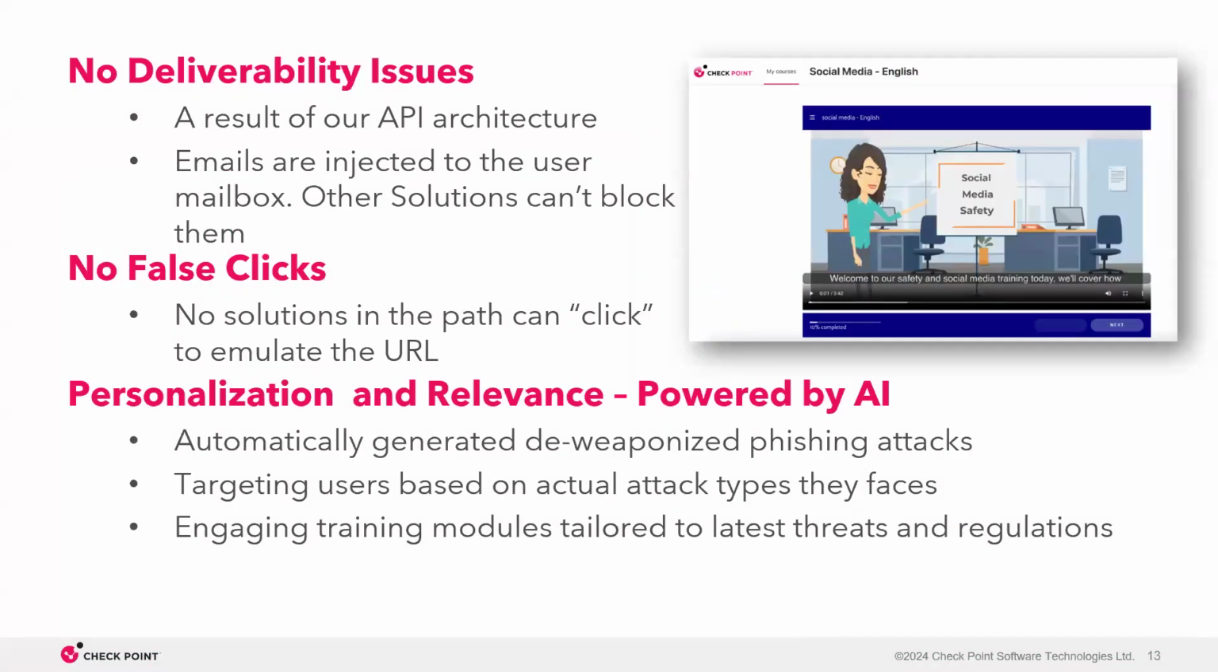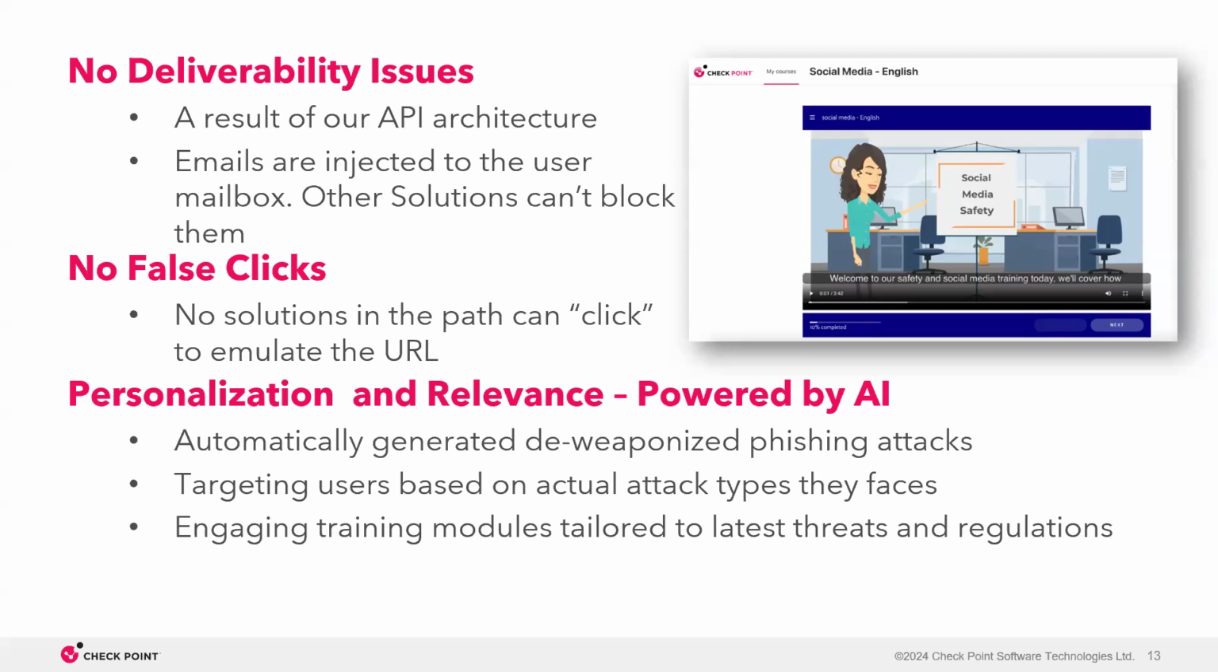The security awareness training is an integrated part of Harmony Email, which in turn is an integrated part through API into Microsoft, right? We don't do MX rules and forwarding and proxying and all that stuff. We just lock in, we become part of Microsoft's platform via the API. So there's no delivery issues, right? The email simply gets injected into the user's inbox.